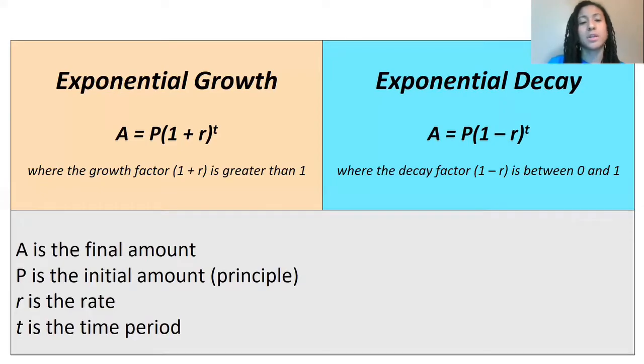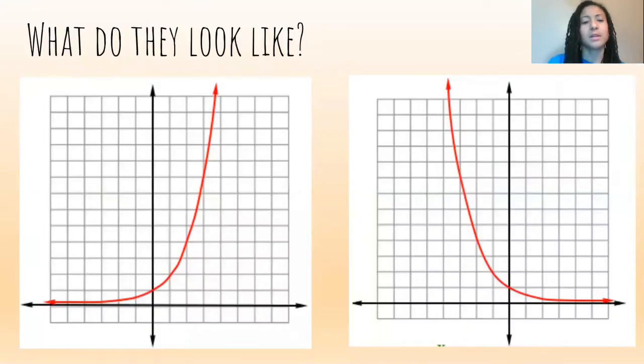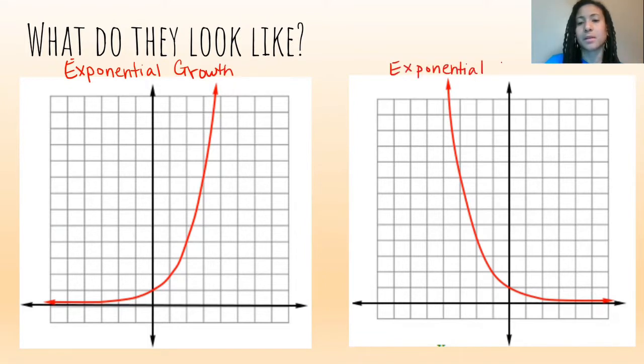Right? So what do these look like? Look at these two images. Which one do you think is exponential growth and which one do you think is exponential decay? Our first one here is exponential growth. Therefore, this one is exponential decay. Now, how do we know that?